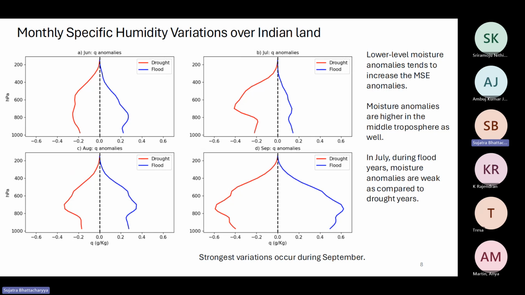Let's look at the specific humidity. Relatively, at the lower troposphere, you can see that it is somewhat weaker, but after that it starts increasing, and then it starts decreasing again. This may be on account of the flood years.